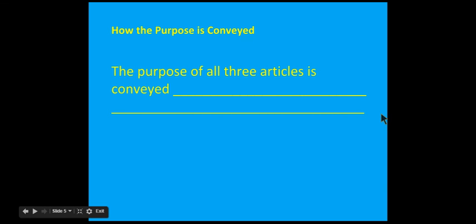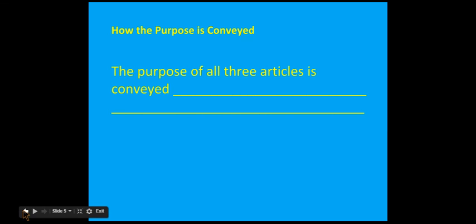Okay, after you talk about how the purpose is conveyed, you need to talk about how the author presents that information, and then you need to do a wrap-up statement. You have all of that information written down in your packet. All you have to do is take the information that we did in class, take the notes that you used in class, and write this introduction paragraph.